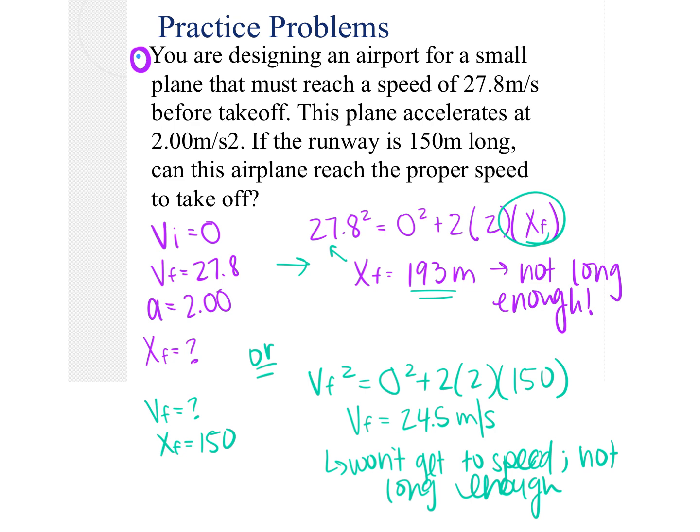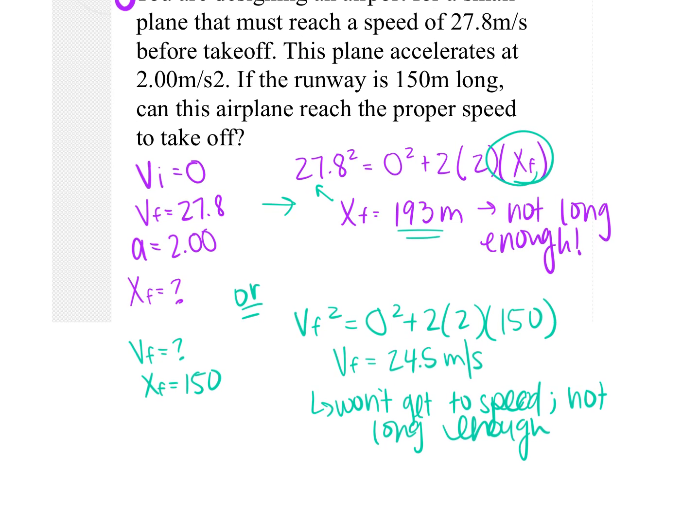You could have also come down here in this green and used your 150 but held out your final velocity and figured out how fast will I go after 150 meters. And it tells me right here, I'm not getting up to my speed. So that also tells me that my runway is not long enough. So that's a kind of tricky problem, but we actually had to hold back one of the numbers because otherwise we're stuck at a situation like, well, we can solve for time, but what does that tell us? Right? What does that tell us?